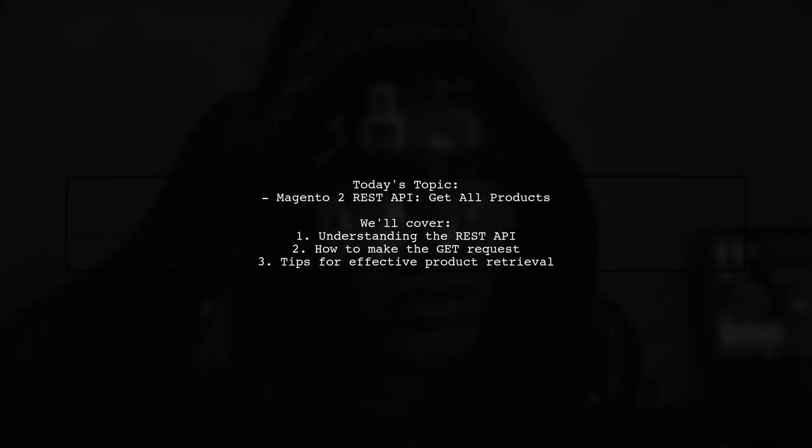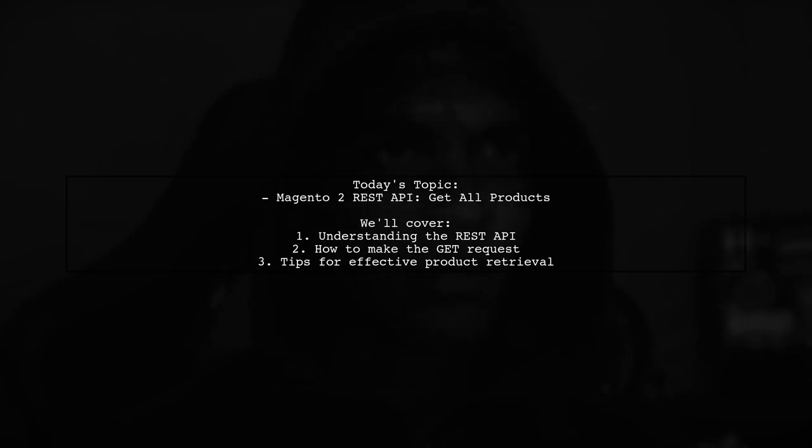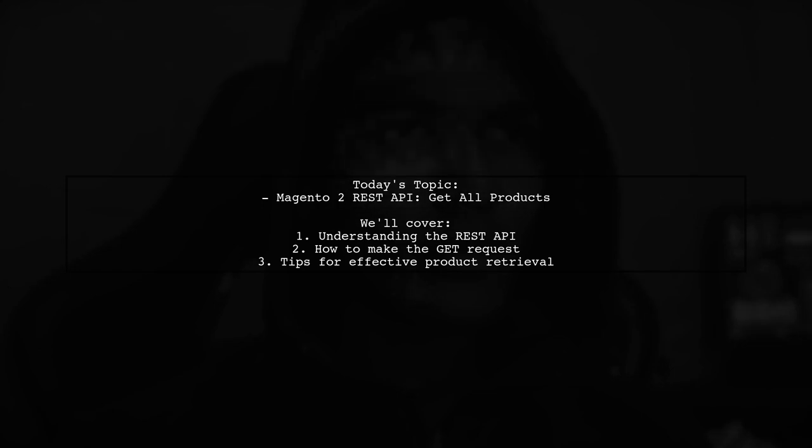Today, we're addressing a question that many developers encounter when working with e-commerce platforms. Our viewer is looking for a way to retrieve all products from Magento 2 using the REST API. Let's explore this common challenge together.